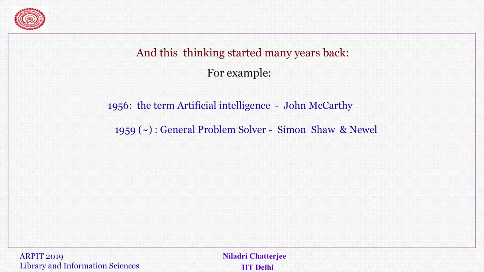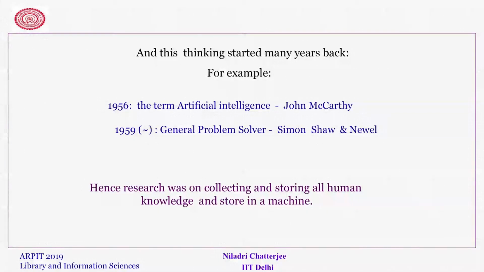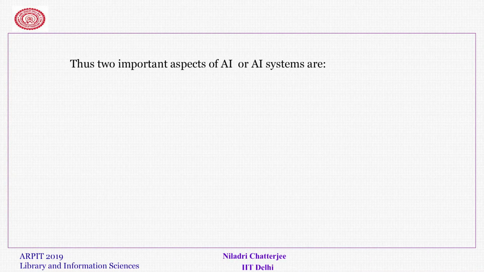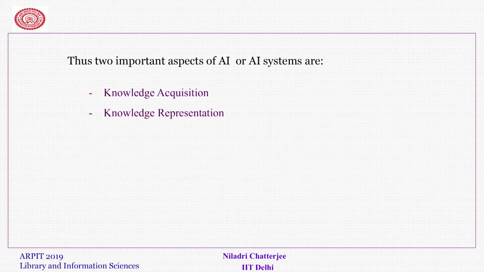For example, the term artificial intelligence was coined by John McCarthy in the year 1956. Around the year 1959, Simon, Shaw and Newell proposed the concept of the general problem solver. They thought that there could be machines which can behave like a human and solve all our problems. Therefore, the research was focused on collecting all human knowledge pertaining to different domains and storing that in a machine. Thus, two important aspects of AI based systems are knowledge acquisition and knowledge representation.